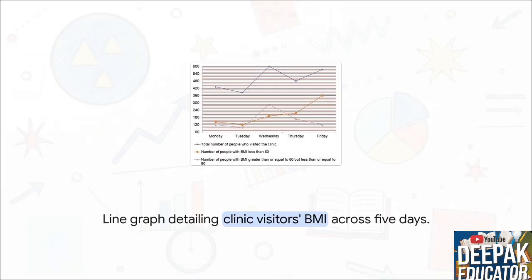Okay, so data interpretation is all about rapid-fire data extraction. Take a look at this line graph. It tracks clinic visitors based on their BMI over 5 days. Now, the exam is going to force you to cross-reference multiple data points under extreme pressure. Like you have to instantly compare the under 60 BMI group on Monday versus Friday. And honestly, one quick glance at the wrong colored line and your entire calculation completely falls apart.